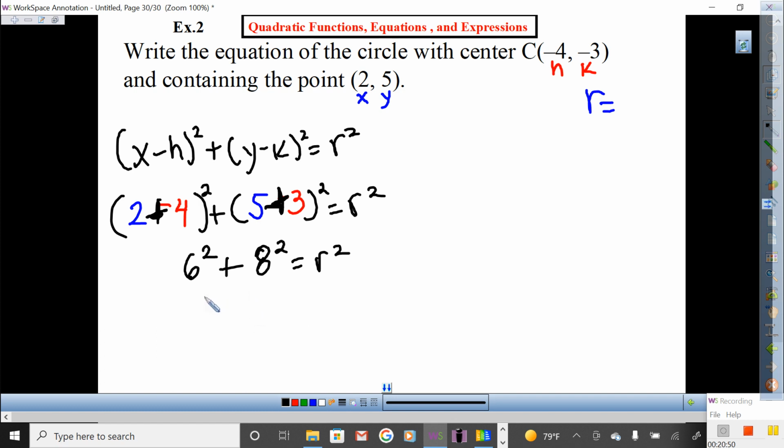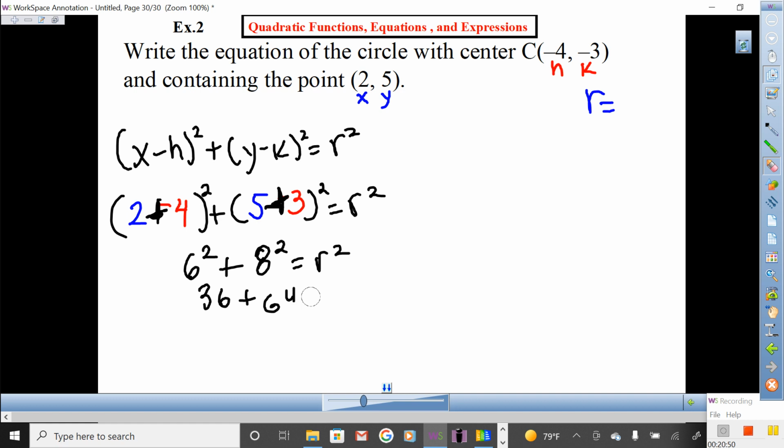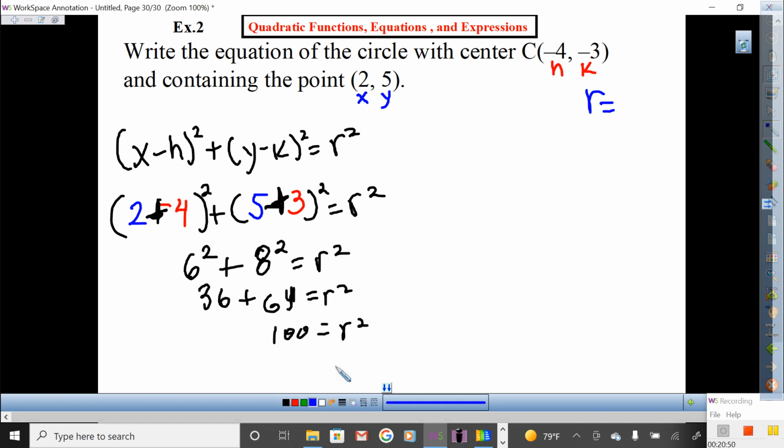All right, help me out, solve. What is 6 squared? Plus 8 squared equals R squared, yes. 36 plus 64, everyone? 100 equals R squared. And how do we solve for R? Square root, so that gives us 10 equals R. Do we have our R now? Yeah. Do we know what to do with this information now to write our equation?